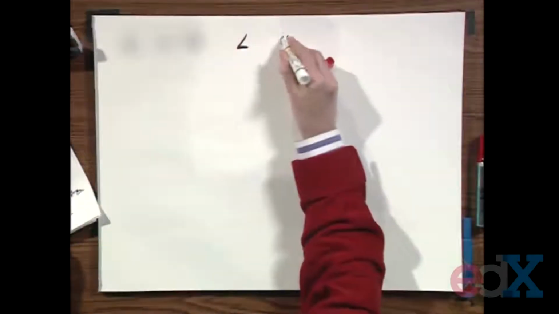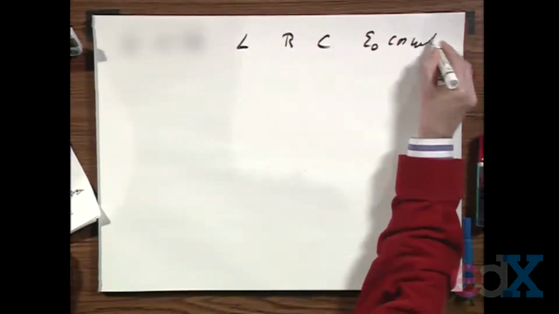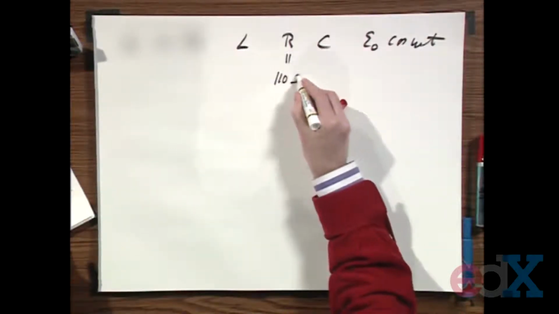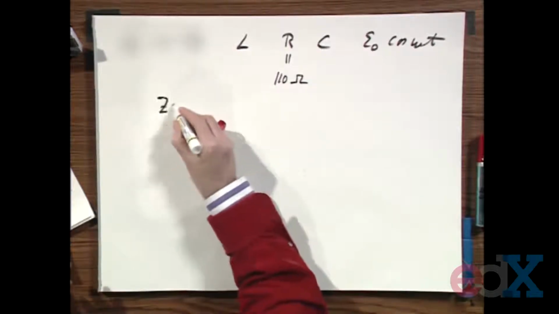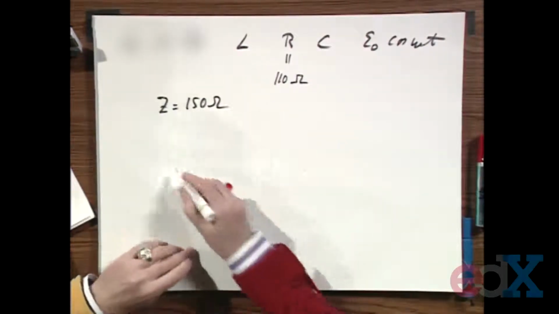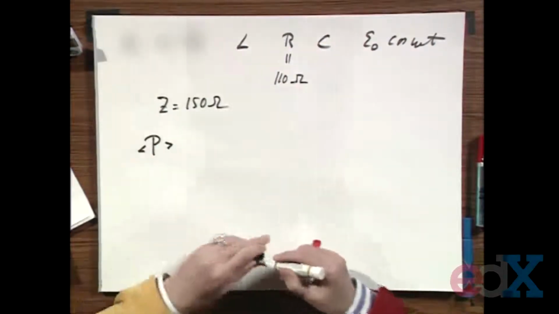I have an L, I have an R, I have a C, and I have an E0 cosine omega t. This is 110 ohms, and you're being told that the impedance is 150 ohms. And you're being asked, what is the mean power that is delivered to the circuit?